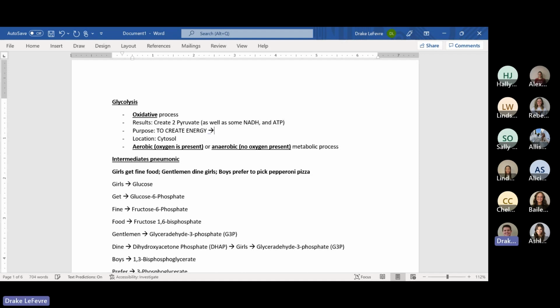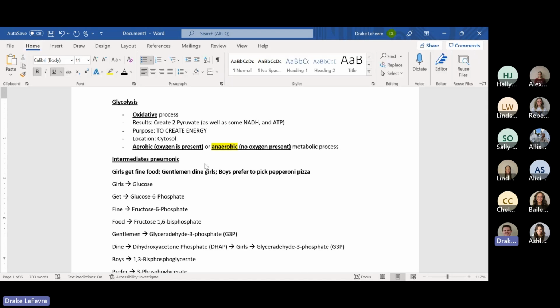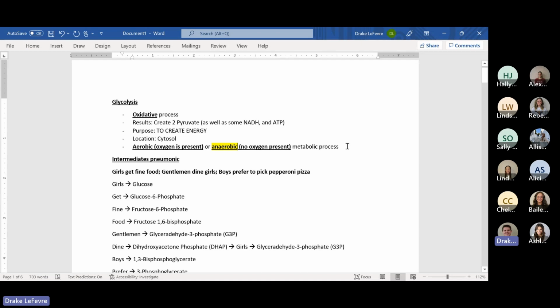The overall purpose is to create energy. It happens in the cytosol, and it can be either an aerobic or an anaerobic metabolic process. Most of the time, we refer to glycolysis as an anaerobic process because it can still happen even without oxygen. It is the only metabolic process that can occur with no oxygen present.